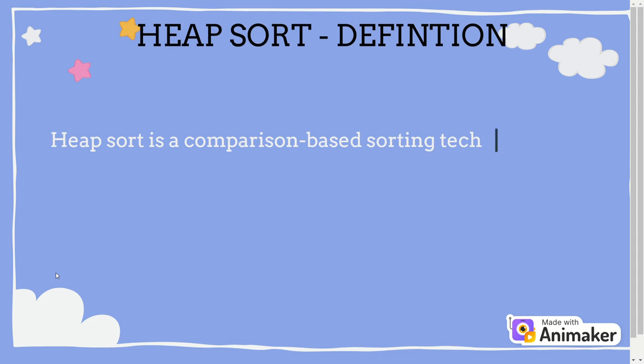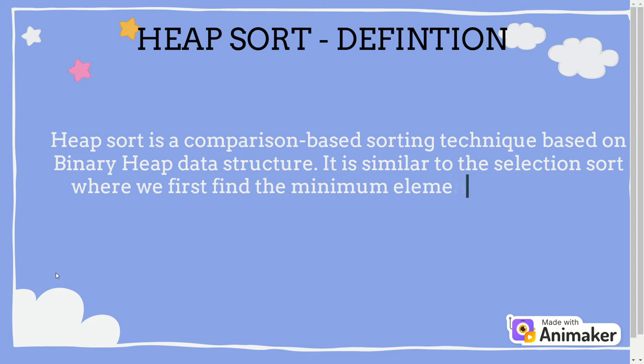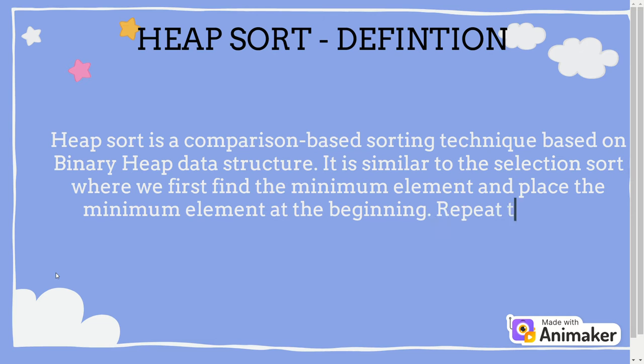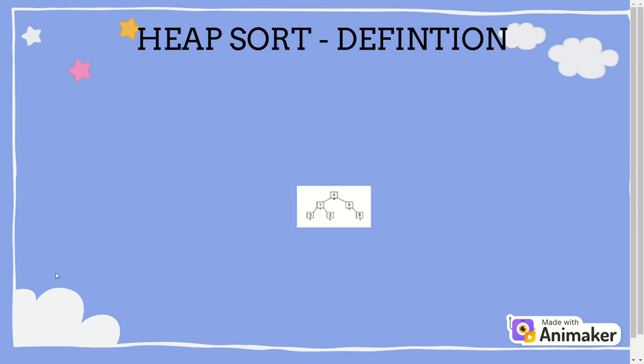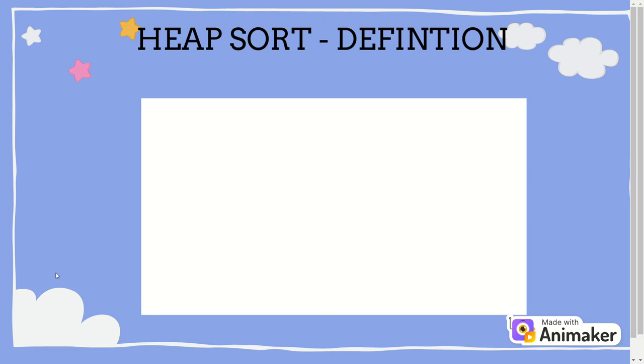A heap is a special tree based data structure that satisfies the heap property. In a max heap, for any given node I, the value of I is greater than or equal to the value of its children. In a min heap, the value of I is less than or equal to the value of its children.